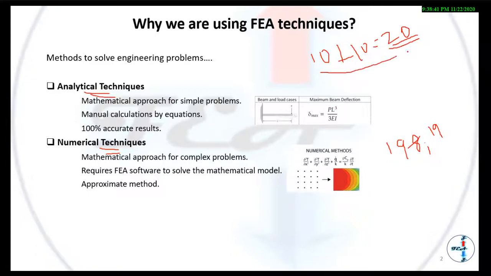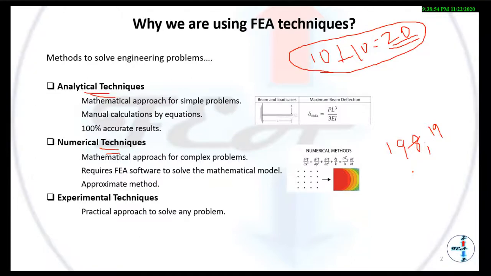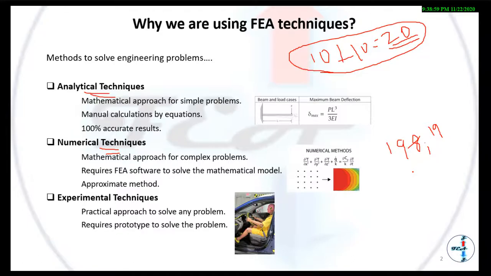If the problem is very complicated, we can solve the same thing by using numerical technique. Next one is experimental technique. This is the actual practical approach. It requires a prototype. We have to make a prototype to solve the model, and it is a time consuming and expensive method. Let's take this example. This is automobile crash test validation. Here we have to make the prototype, and we have to use sensors to collect physical data. It will take much time.